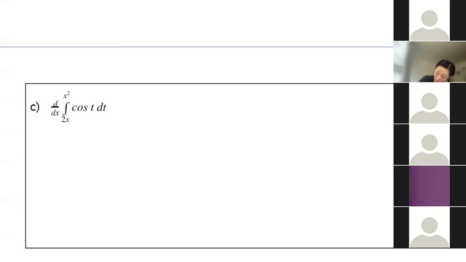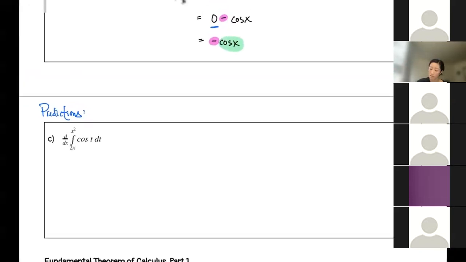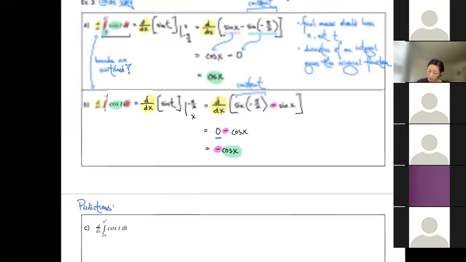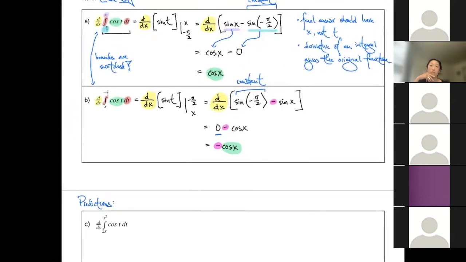Take a moment. Think about some predictions. What will be similar to part A and part B? And what's going to be different? All right, so let's see if we could put this all on one screen here so you can see that. How do you think the double variable bounds are going to change our answer?